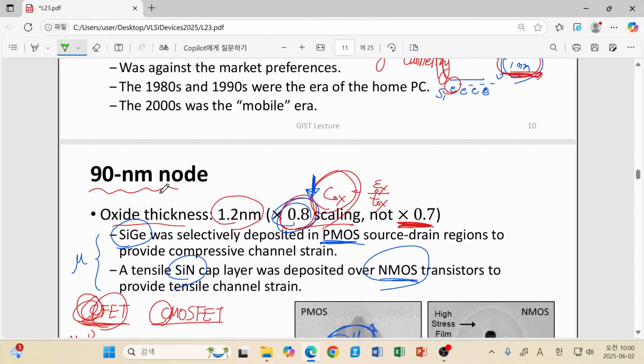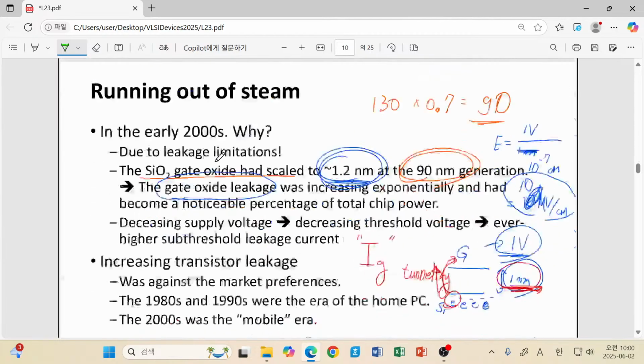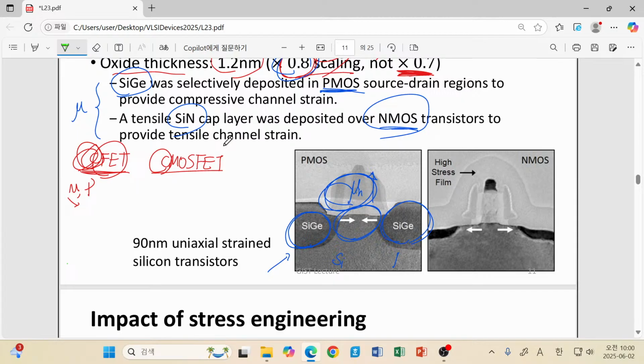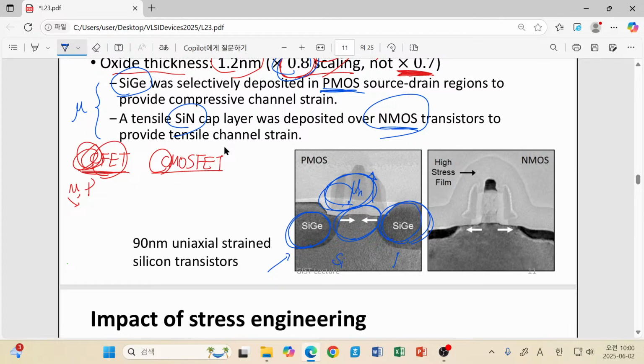Please note that the 90 nanometer node was announced in IEDM 2003. This is 22 years ago. However, we are still enjoying this technology quite a lot. And yes, there is also NMOSFET. In the case of PMOSFET, if we follow this silicon germanium, then it is known that hole mobility is improved. However, at the same time, electron mobility decreases. So in this PMOSFET, electron mobility is degraded, but it's okay because we do not use electrons in our PMOSFET. However, in the case of NMOSFET, we really are using electrons.